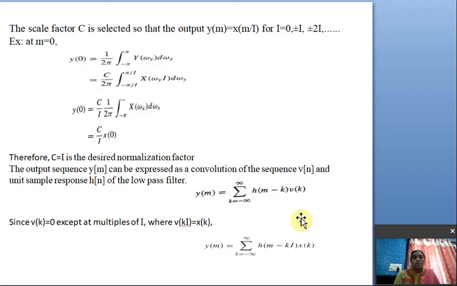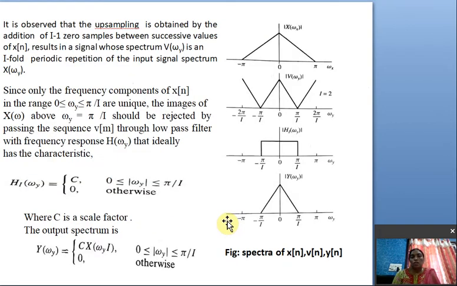Okay, right? The scale factor C is selected so that the output y of m is equal to x of m by I. Now at m equal to 0, if you observe, y of 0 is equal to C by I into x of 0. If C is I, then that is the desired normalization factor, and y of 0 is equal to x of 0. Okay. This is the graphical illustration and also the mathematical illustration. In this we focus on the particular spectra of each signal and also the mathematical analysis. Okay, thank you.